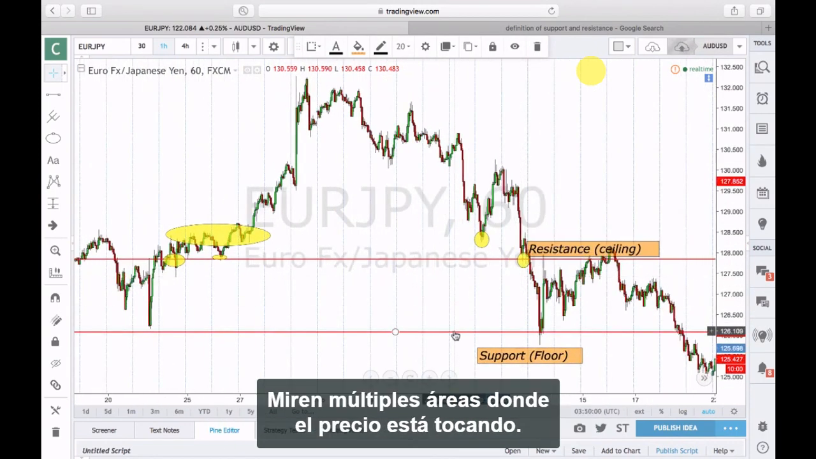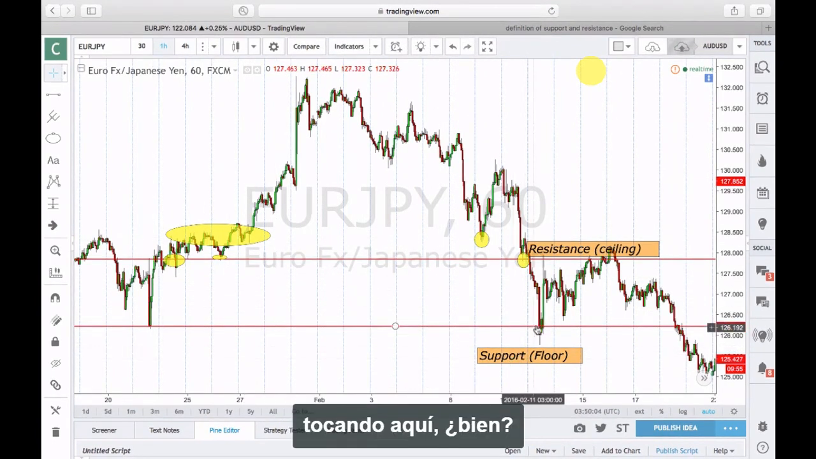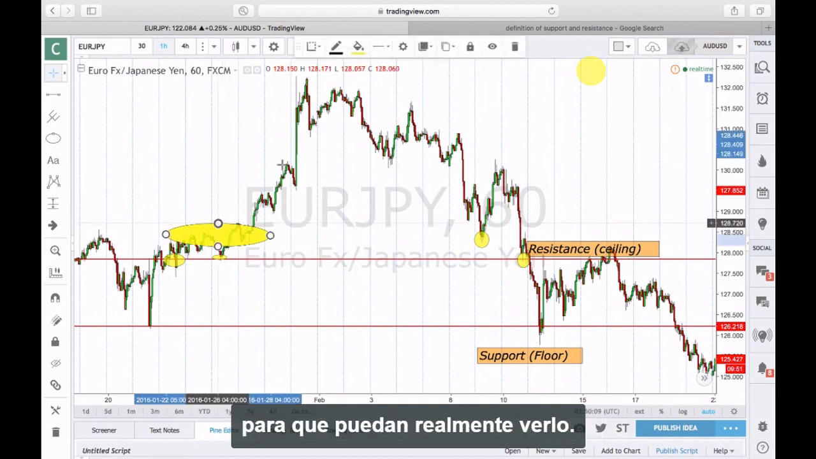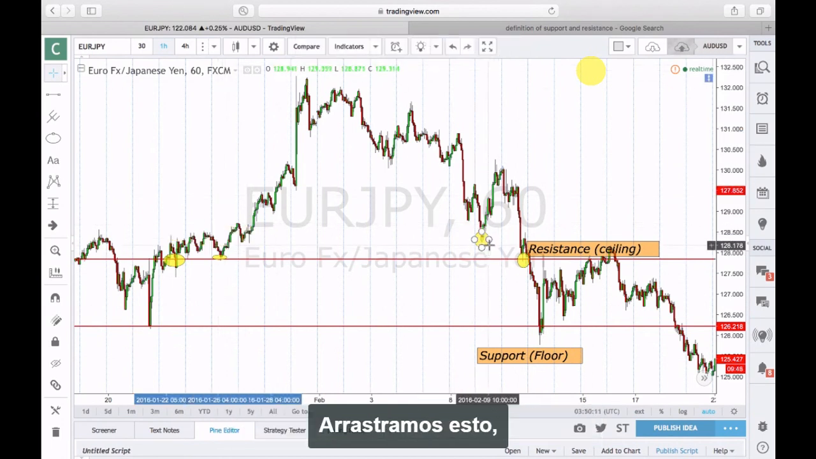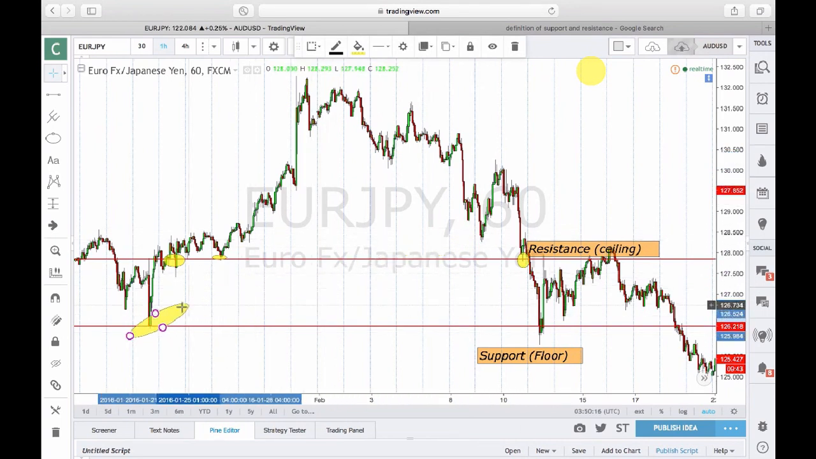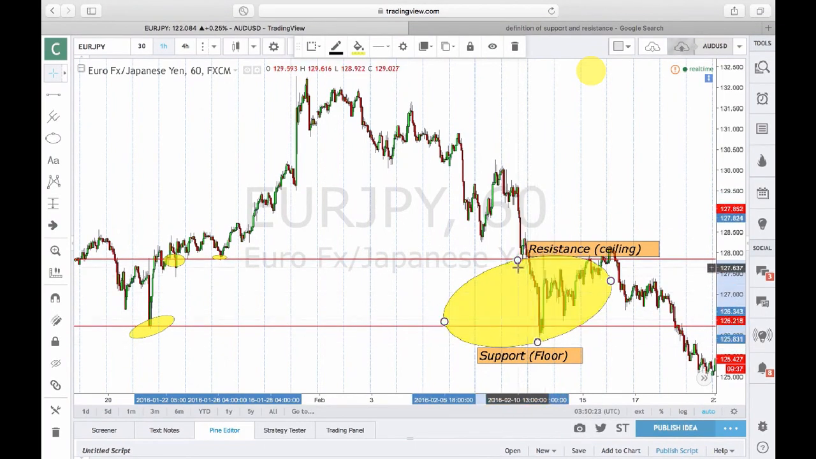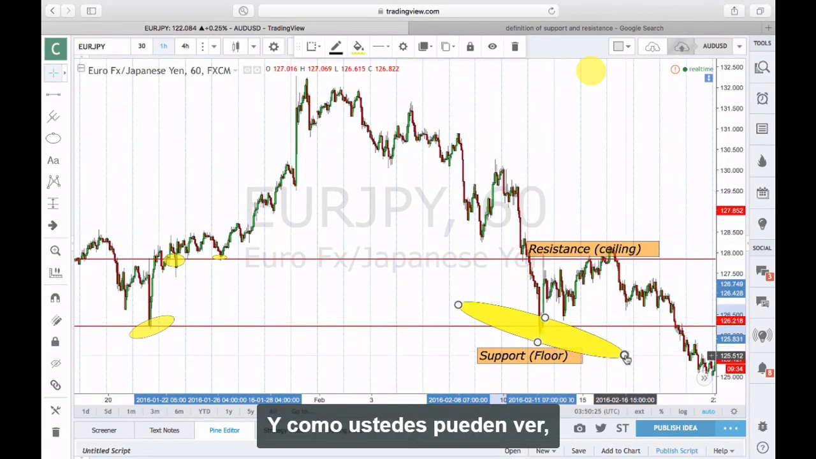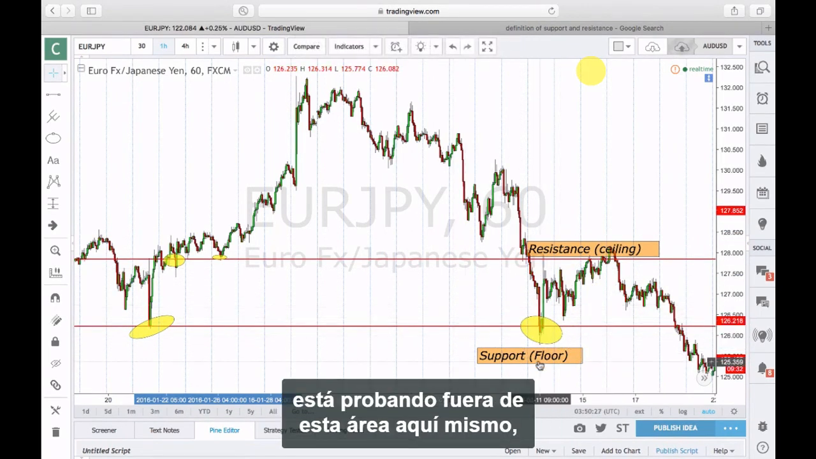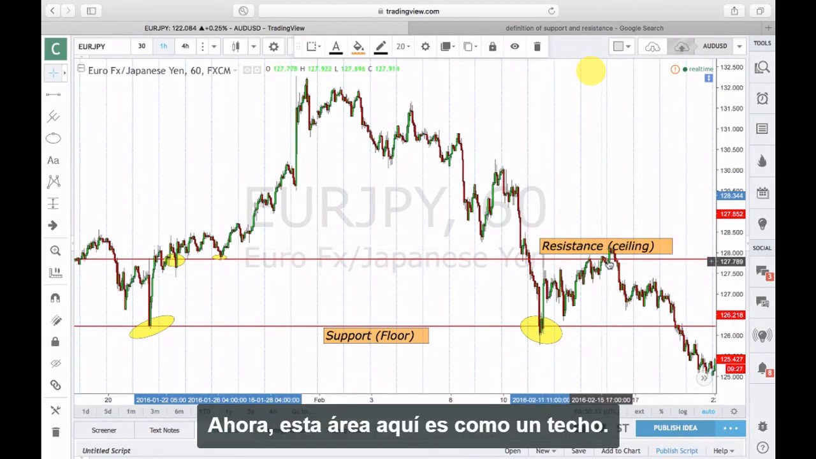Look at multiple areas where price is touching. Okay? Touching here. Touching here. Right? Let me clear this out for you guys so you guys could actually see it. Drag this. It's testing off this area right there. And as you guys can see, it's testing off this area right here like a floor. All right? Now this area over here is like a ceiling.